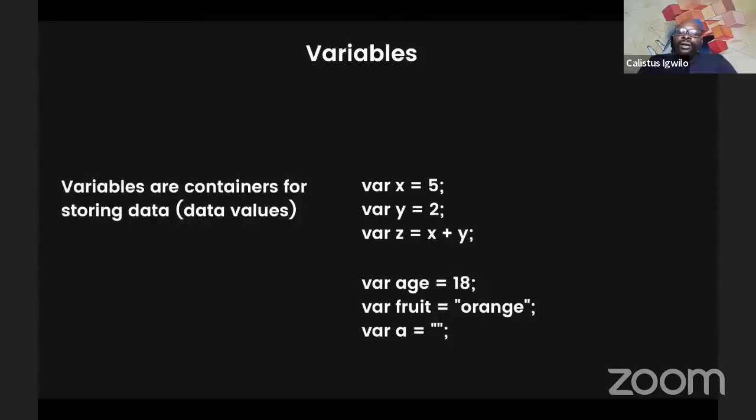Now the second one says var y = 2. What happens here also is it creates a container called y and stores 2 in it. This helps us to manipulate and do complex stuff.